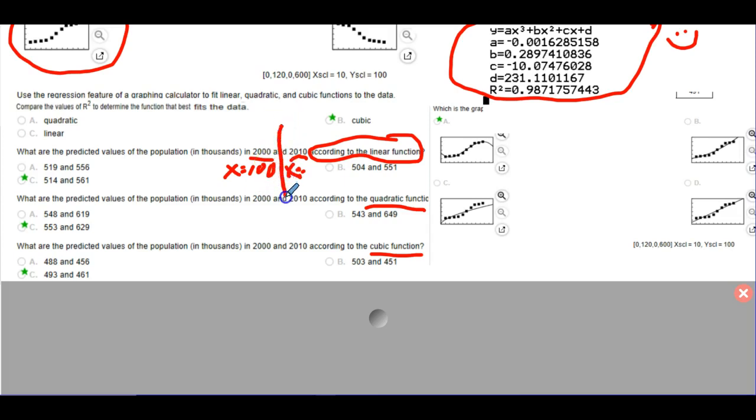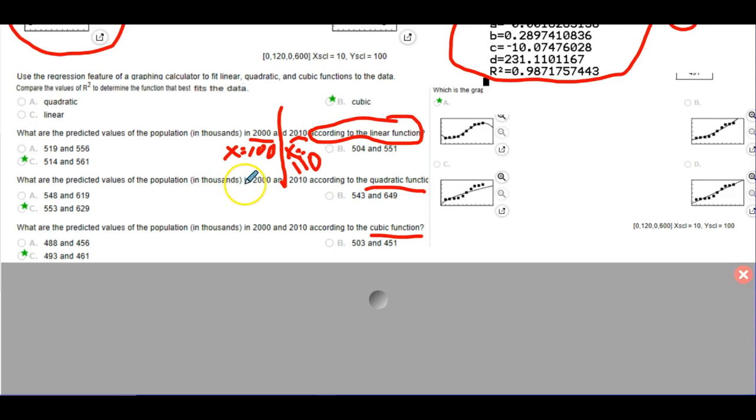And, okay, 2010 minus 1900, that is 110. Oops, let me clean that up. That looks like a 40 right there. All right. 110 years since 1900. So my x's I'm going to use for all 3 of these, because they're all 3 about the same years, are 100 and 110. I want to use those in my table.